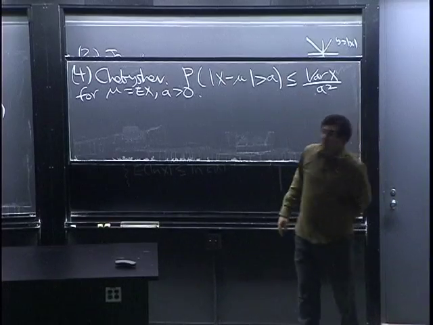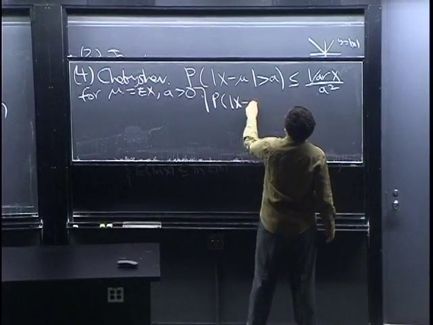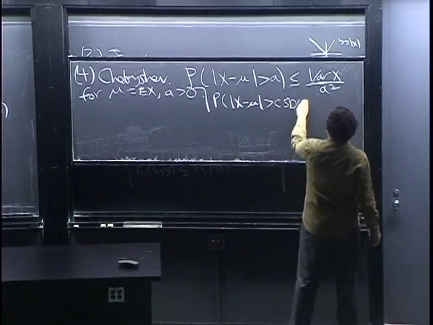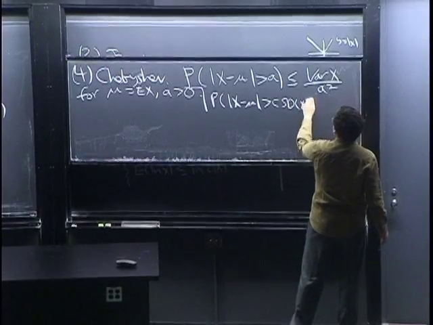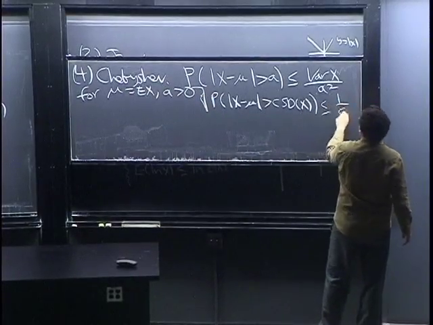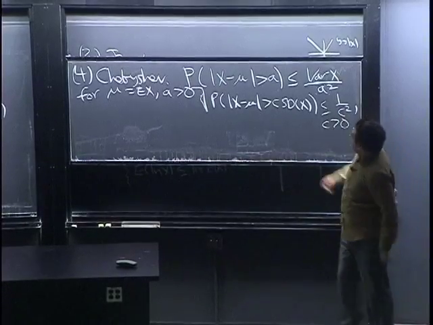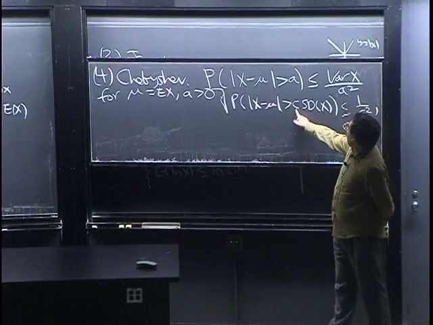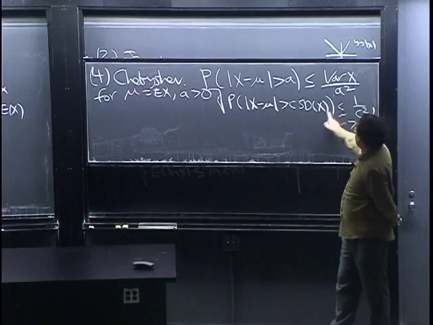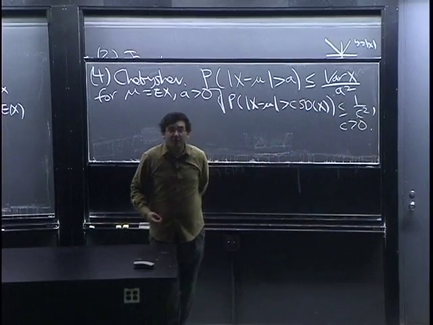Okay, and the other way to write this is that the probability that X minus mu is greater than, let's say, c times the standard deviation is less than or equal to 1 over c squared, where, again, c is greater than 0. So this says that the probability that X is more than 2 standard deviations away from its mean is at most one quarter, right? 0.25. So you can see why this is kind of crude.